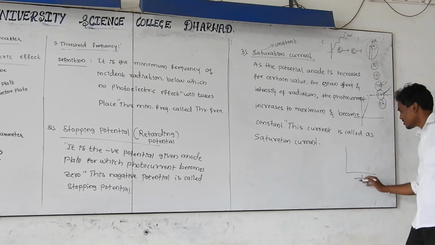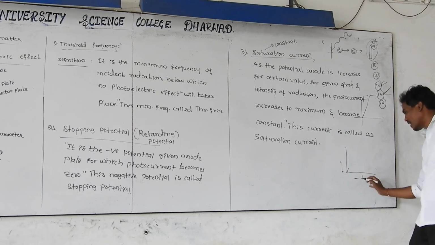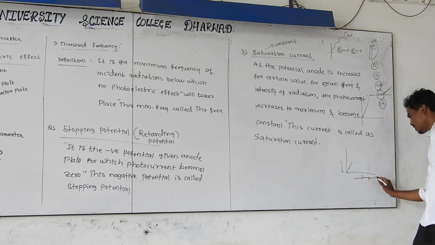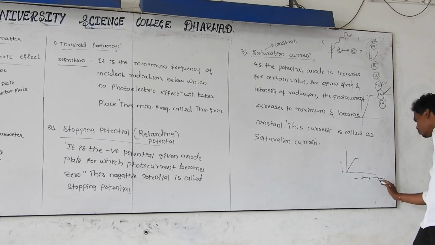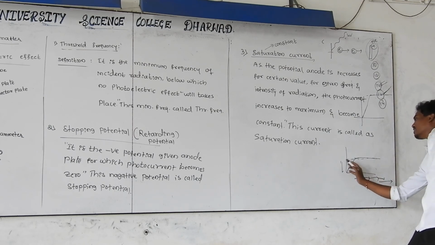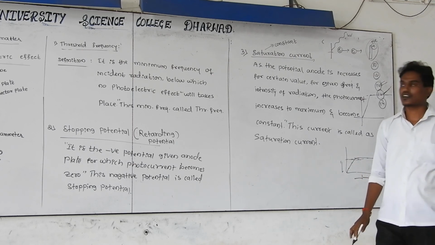Positive potential increases, then current increases. Again positive potential increases, again current increases. Positive potential increases, current becomes constant. This constant current is called saturation current.